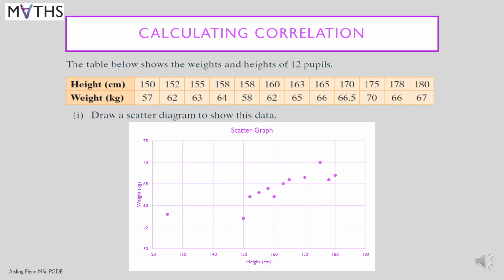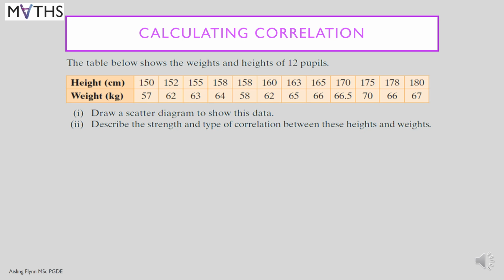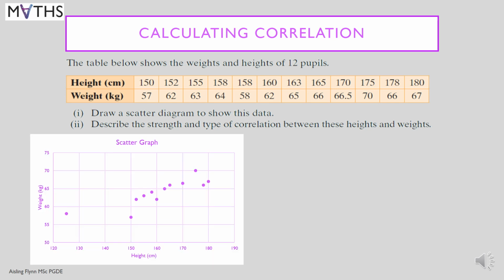We have height on the x-axis and weight on the y-axis, and we can see a scatter of data points. We can see that definitely there is a trend, which we will be asked to describe. Okay, so that's part 2 of the question. Describe the strength and type of correlation between these heights and weights. Okay, so there we have it.